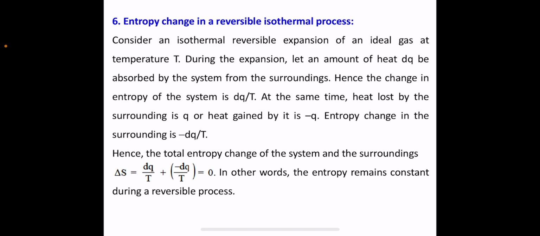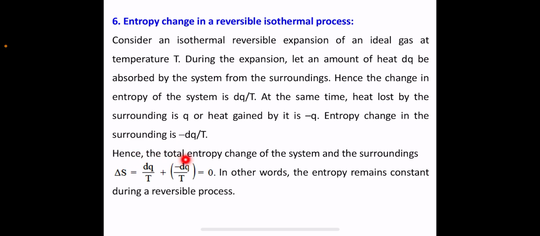Okay, so the system is going to absorb a certain amount of heat, called dq, from the surroundings. Hence, the change in entropy of the system is dq divided by T. At the same time, heat lost by the surroundings is Q, or heat gained by it is minus Q. Suppose the heat is lost, it is symbolized as small letter q, and if heat is gained, then it is written as minus q. Entropy change in the surroundings is minus dq divided by T.